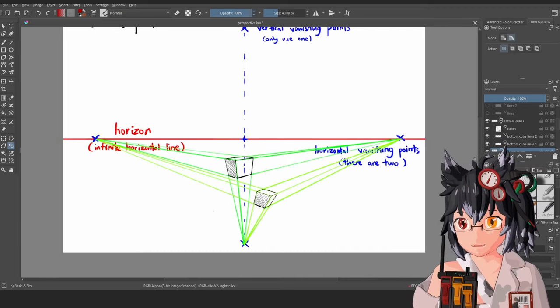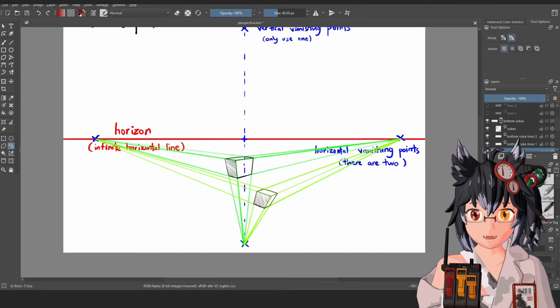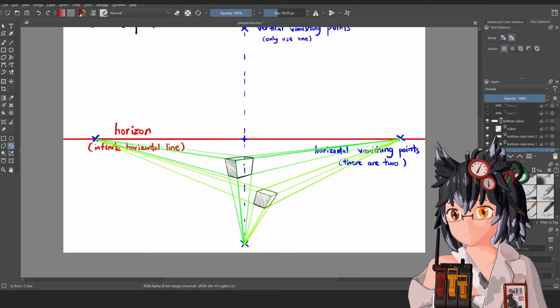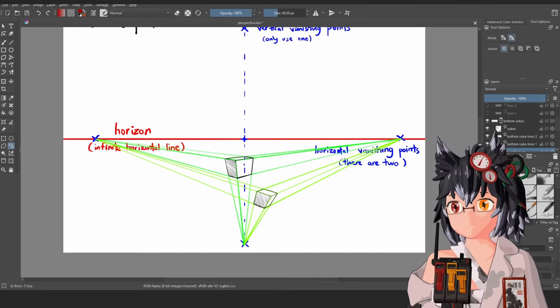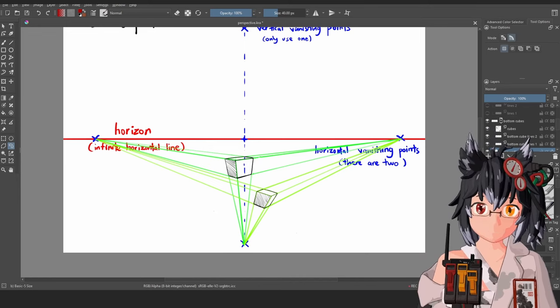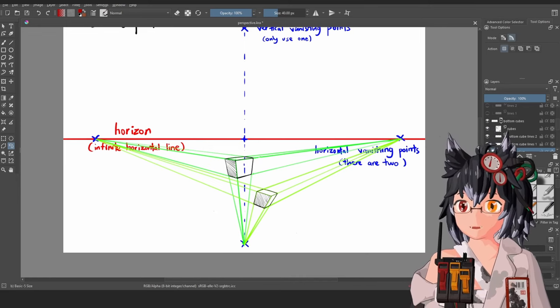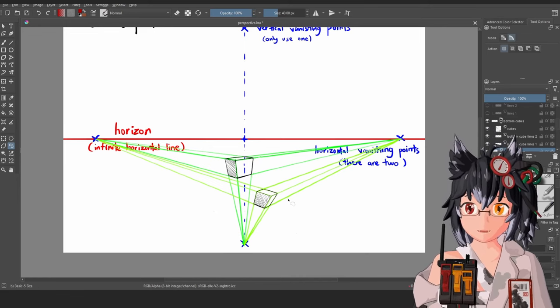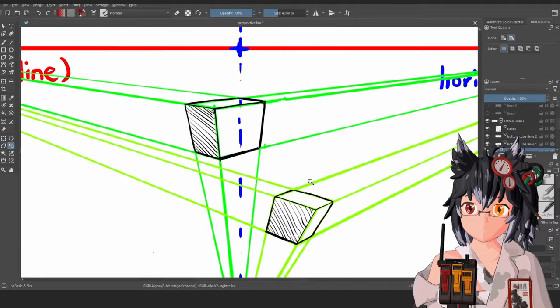By the way, the vanishing points can be placed off the canvas also. I put mine on the canvas for ease of demonstration, but if you put it so close like this, the perspective is going to look more extreme. Usually you will want it some distance off the canvas, maybe something like this.